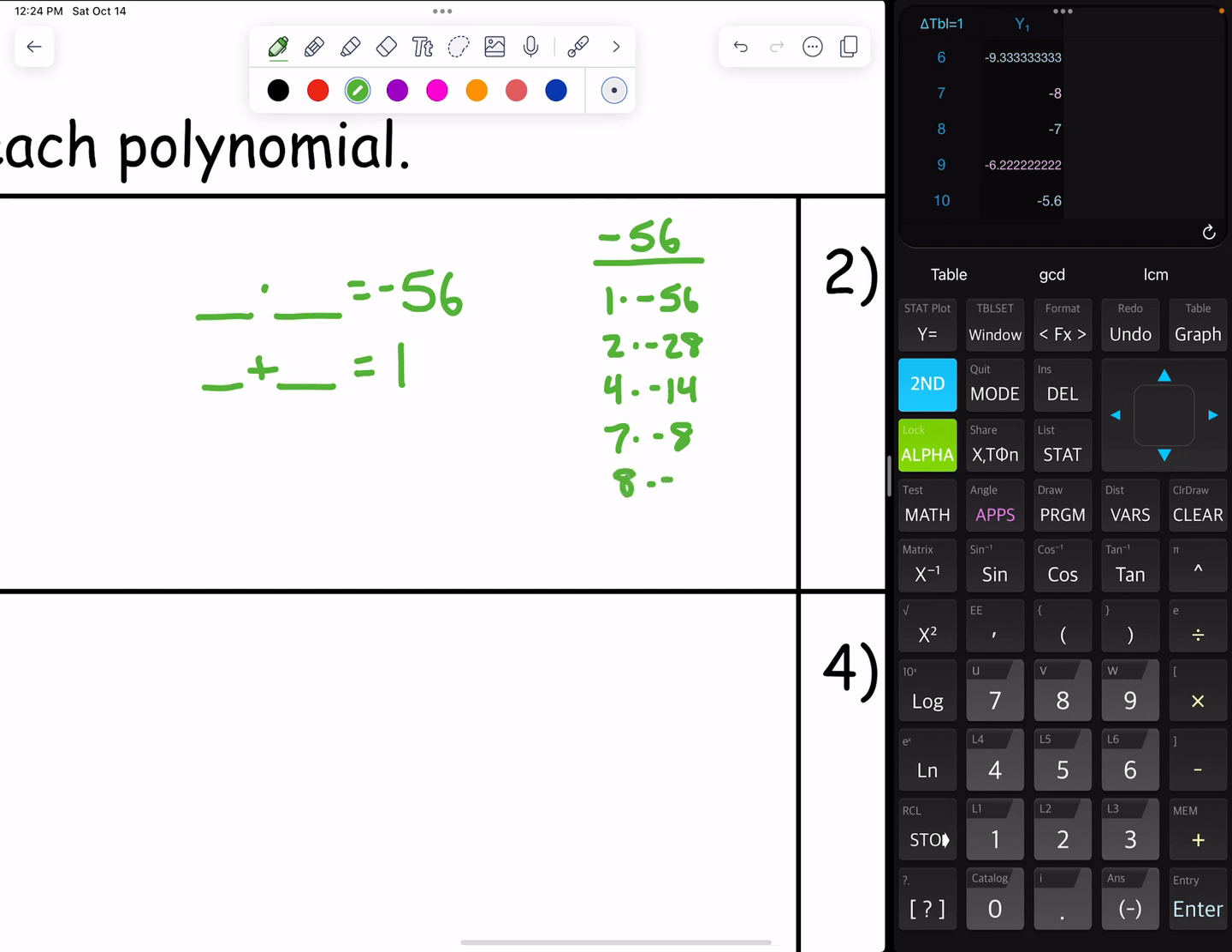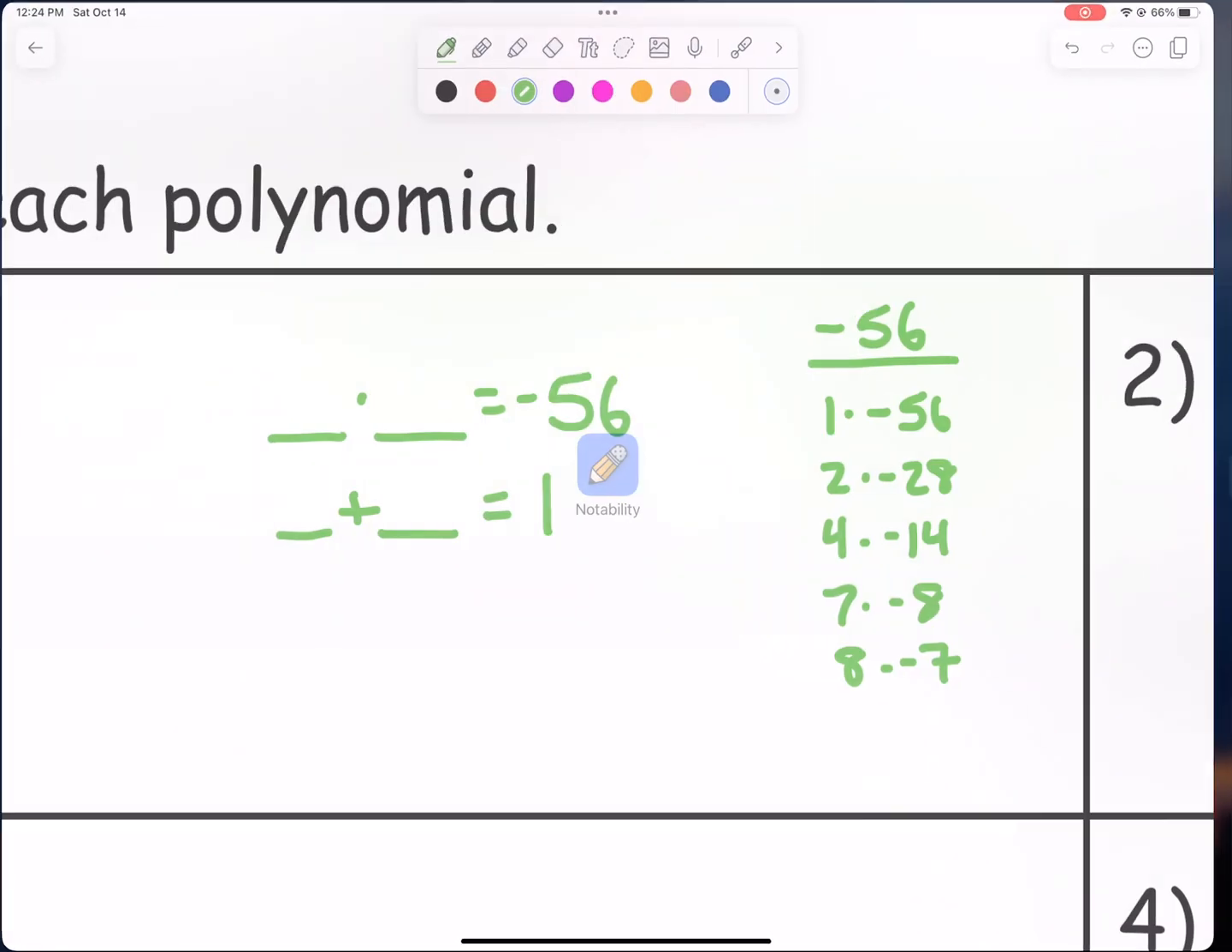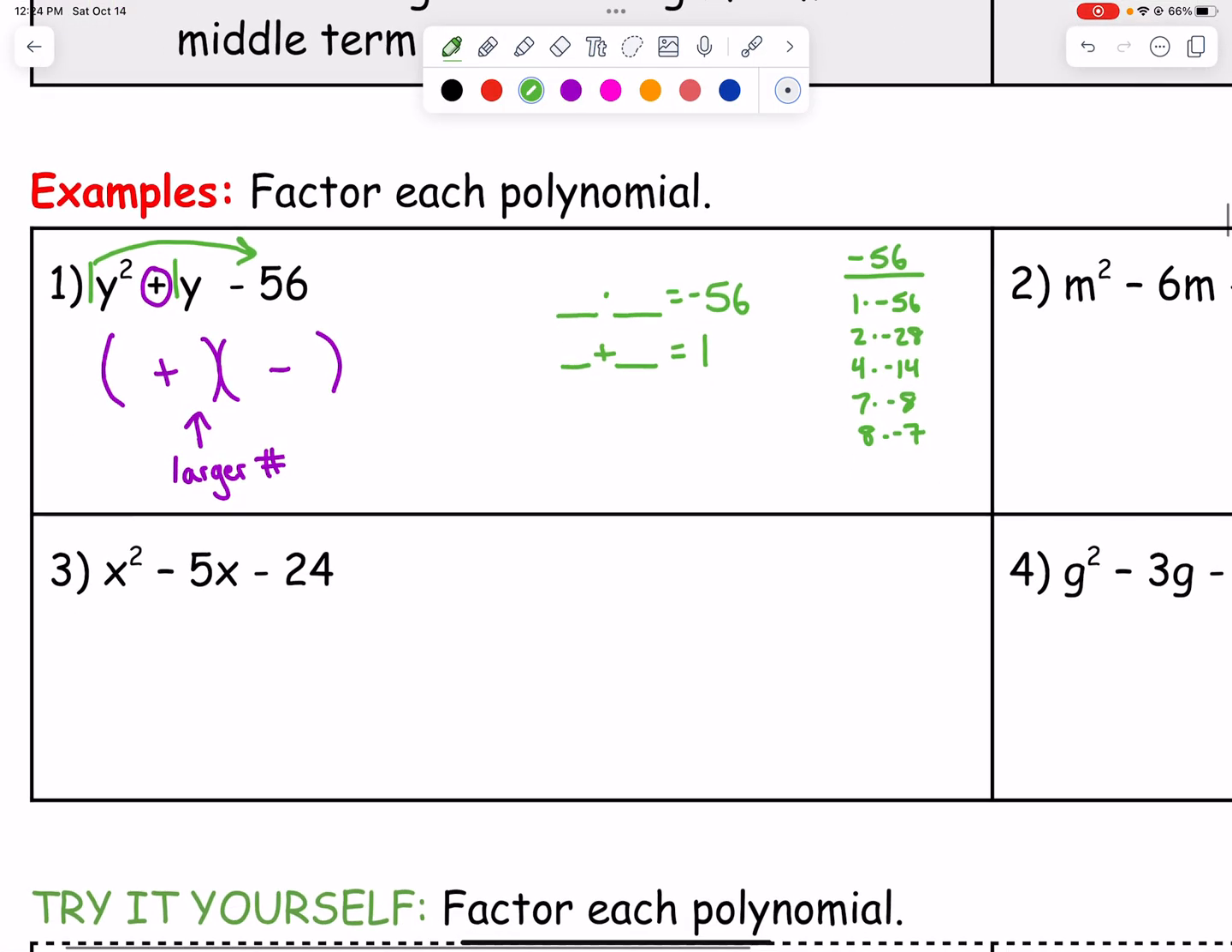We can write that, but we've really already written the 7 and the 8. And remember, we have a rule to think about our larger number. The larger number has to go with the middle sign. So that means that the larger one has to be positive. So the 8 and the -7 are going to work because both of them multiply to give us -56, but 8 plus -7 would add up to be a +1. So that would mean y plus the larger number, which is 8, and then y minus 7 are our factors.